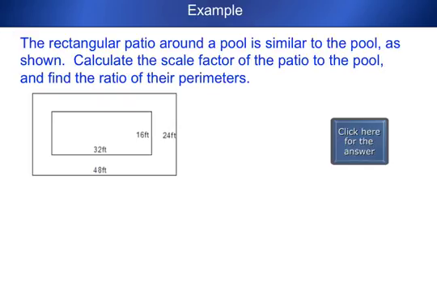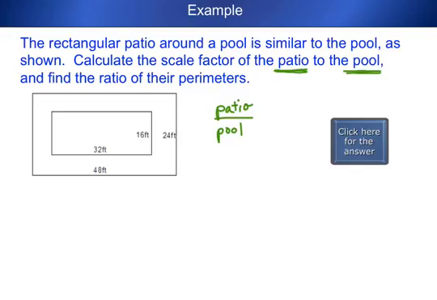Here's an example. I have a rectangular patio around a pool, and it's similar to the pool, as shown. I want to calculate the scale factor of the patio to the pool, and I want to find the ratio of the perimeters. What's really important here is you've got to read it carefully. Whatever number I list first is going to be from the patio, and the second one is the pool. So if I were writing this as a fraction, I would put the value from the patio over the value from the pool.